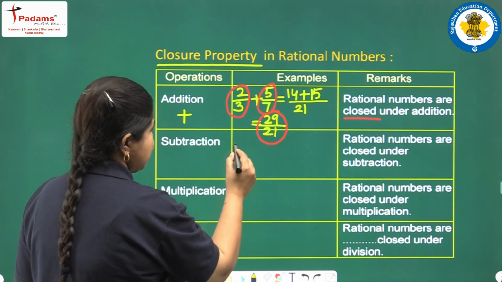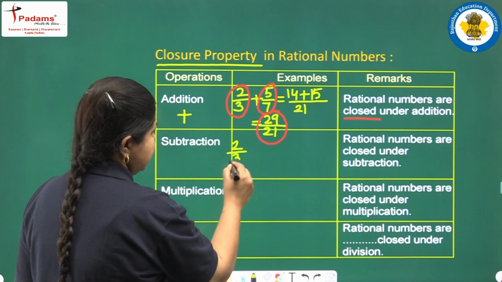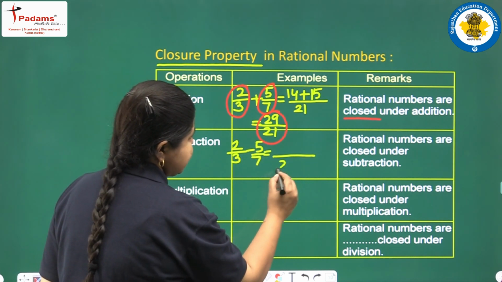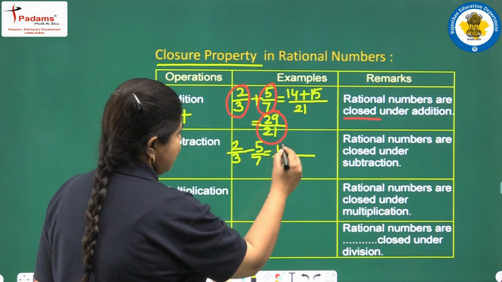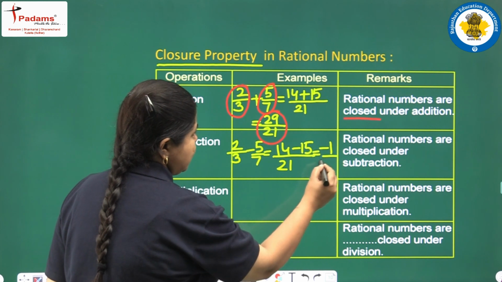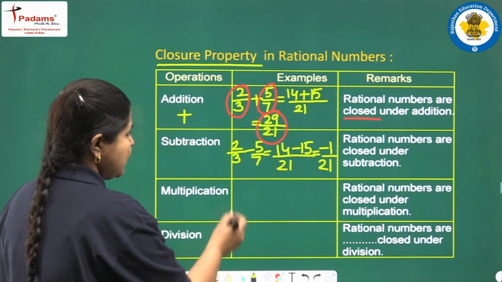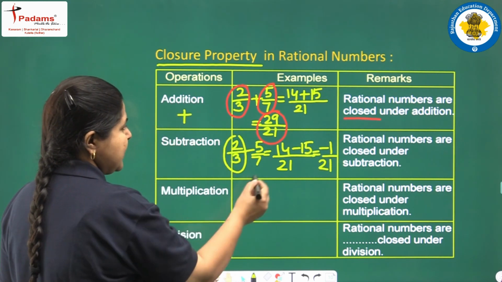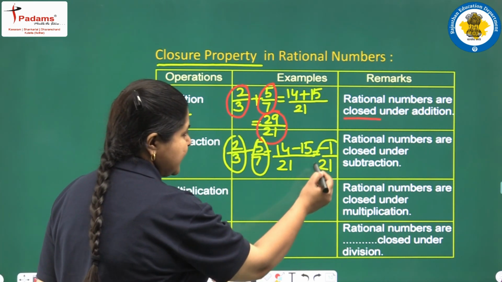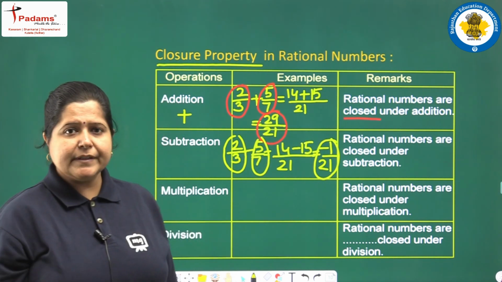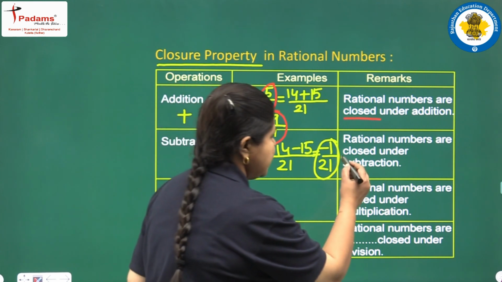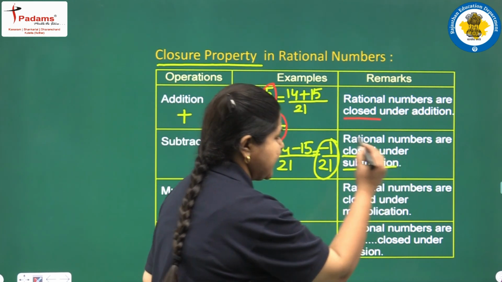Let us subtract these two numbers, 2 by 3 minus 5 by 7. What do I get? Again the LCM is 21, and 14 minus 15, again I get minus 1 upon 21. Here also 2 by 3 is a rational number and 5 by 7 is a rational number, and the answer that we are getting, minus 1 by 21, is also a rational number. Therefore, rational numbers are also closed under subtraction.